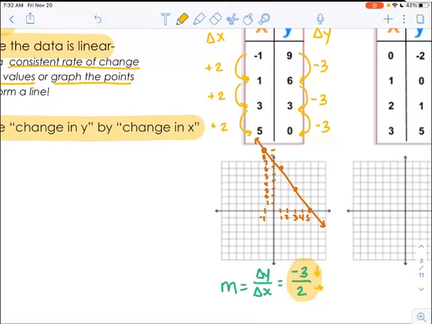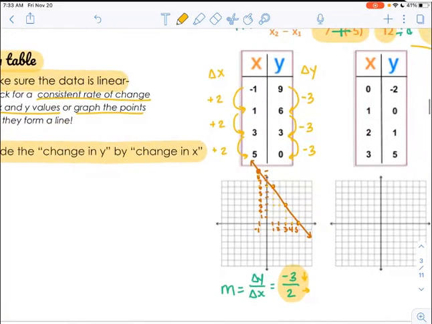I can check that. Down 1, 2, 3 over 2. So yes, everything does match here. This is linear, has a constant or consistent rate of change. The slope is -3/2, and that's what the line would look like.